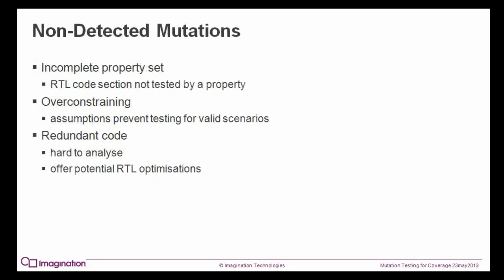If you get a mutation that you've injected that has not been detected, what does that mean? It either means that your property set is not complete, that you do not have a property that would pick up that bit of logic, that mutation, or you're over-constraining. You're not testing part of your logic in a valid scenario. Or actually, we found redundant code. We found quite a lot of little bits of redundant code.